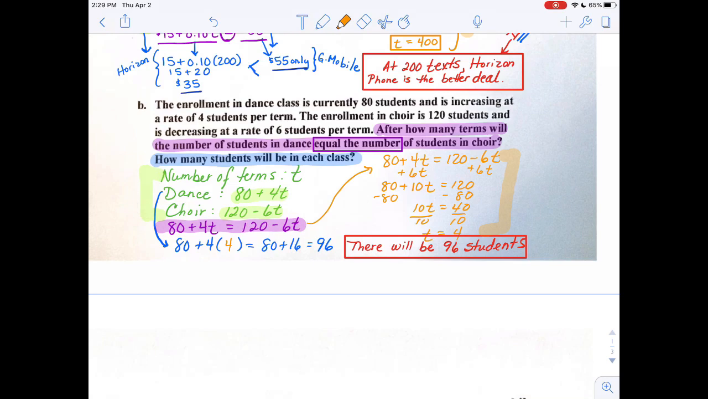And then being careful to notice that last question: how many students will be in each class? It doesn't just mean how many terms there are. I'm then going to take, I don't care which expression, I chose the dance expression, and write it in and then substitute in the value I got when I solved it to find out the number of students in both those classes would be 96. And again, writing it in a complete sentence for my interpretation.